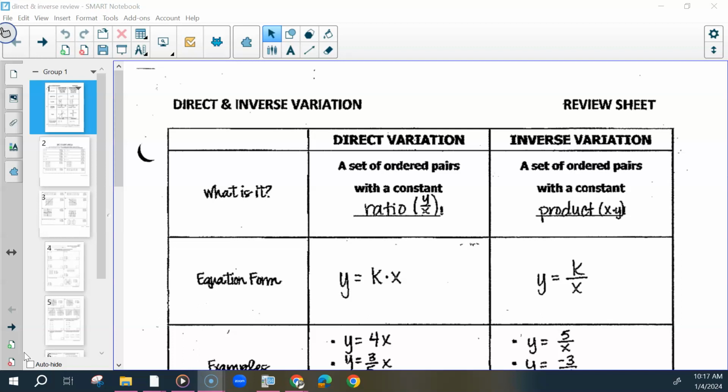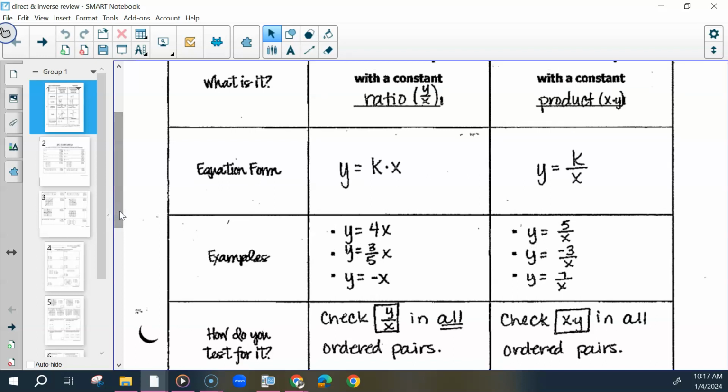What's the difference between direct and inverse variations? On a graph, how you find it, the equation. How you find it, and a little bit on the equation. So the equation for direct is y equals kx. For inverse it is y equals k over x.